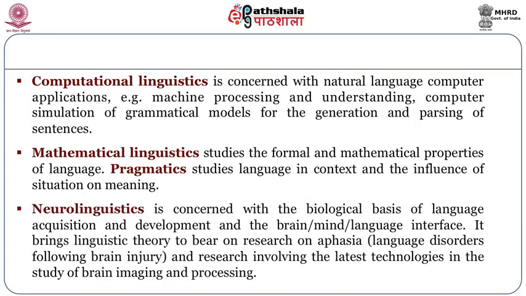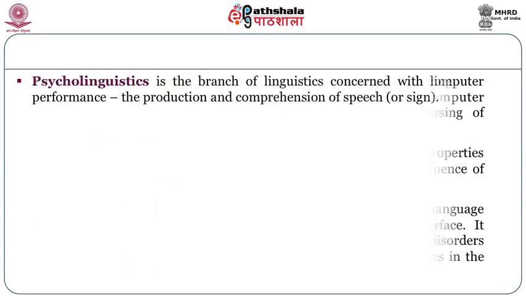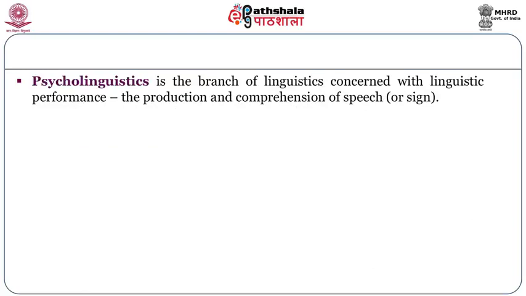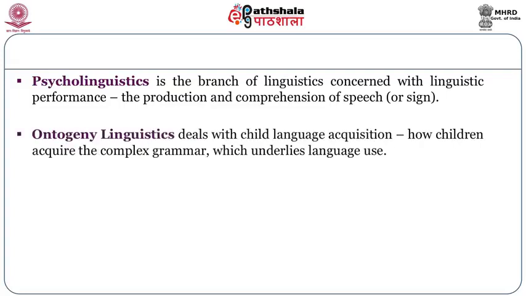We also have neurolinguistics. Neurolinguistics studies the mind, how mind controls the language, how language affects the mind, and various other things related with brain, language, and mind are being studied in this particular branch. Psycholinguistics deals with language performance, the production and comprehension of speech. Then we have ontogeny linguistics that deals with child language acquisition, how children acquire the language.